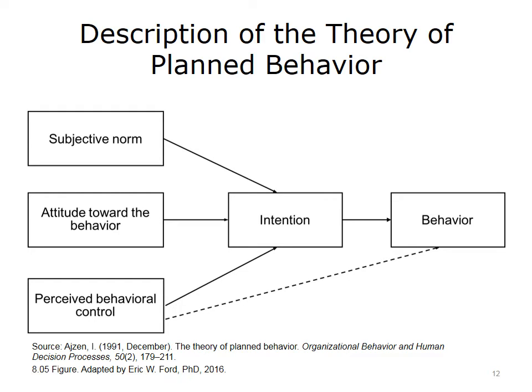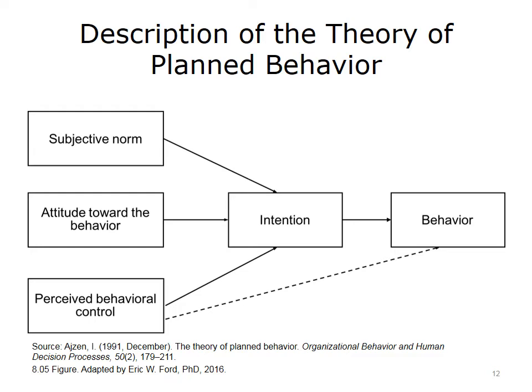Lastly, the other leading element is perception of behavioral control, the belief that I can actually make the necessary change. And you'll see that these first three elements, the subjective norm, attitude toward the behavior, and perceived behavioral control, feed into one's intention. That is, my desire to do it. And then that intention, once it gets strong enough, or my desire is high enough, will result in a behavior.